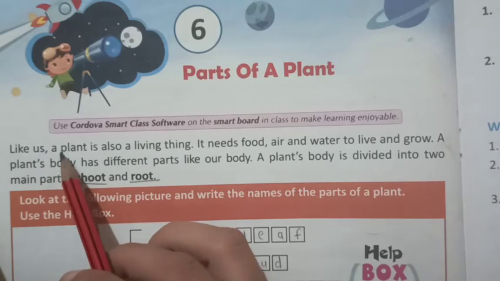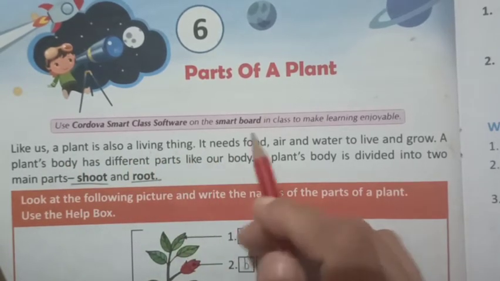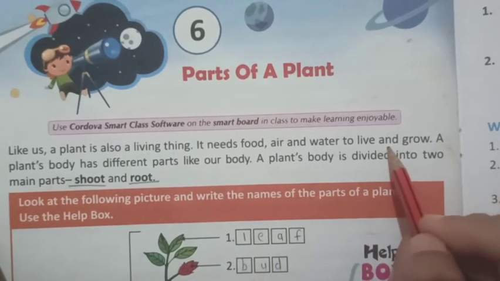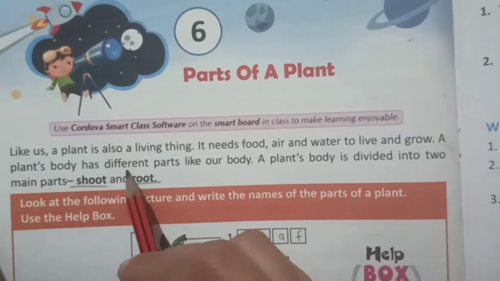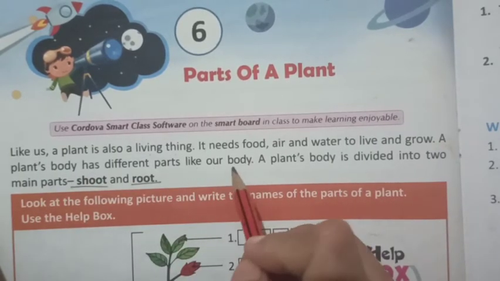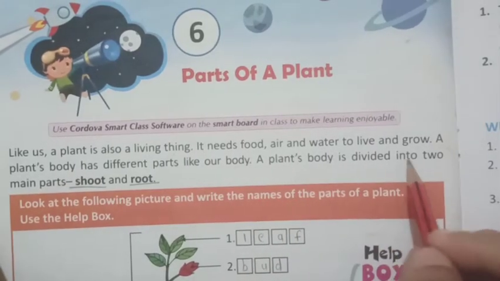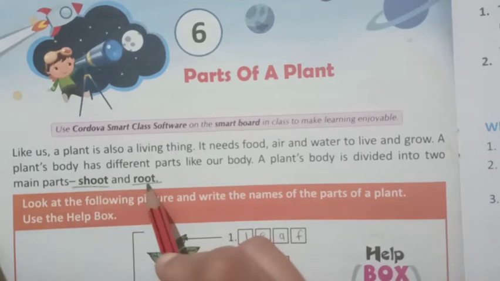Like us, a plant is also a living thing. It needs food, air and water to live and grow. A plant's body has different parts like our body. A plant's body is divided into two main parts, shoot and root.